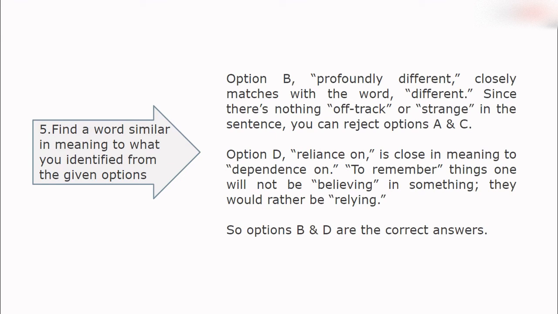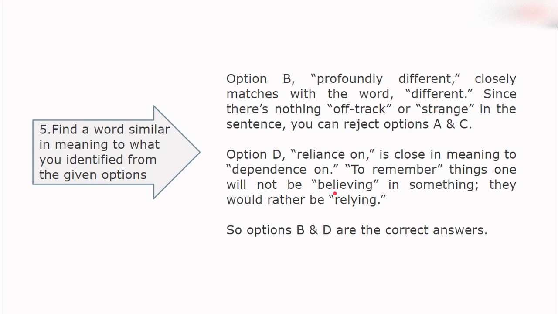Step 5. Find a word similar in meaning to what you identified from the given options. Option B, profoundly different, closely matches with the word different. So note that there is no critical reference made to this change being strange or off track. The author is not very critical about it. He just makes an observation. So this word will fit the blank.